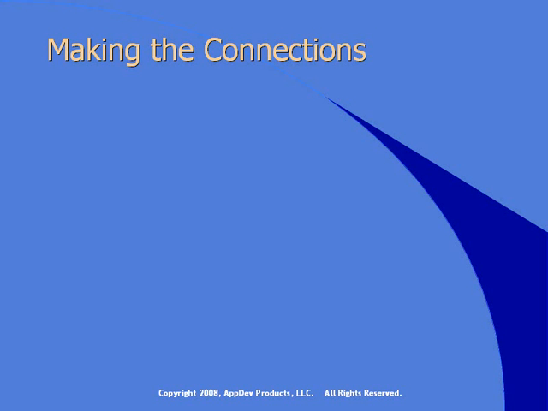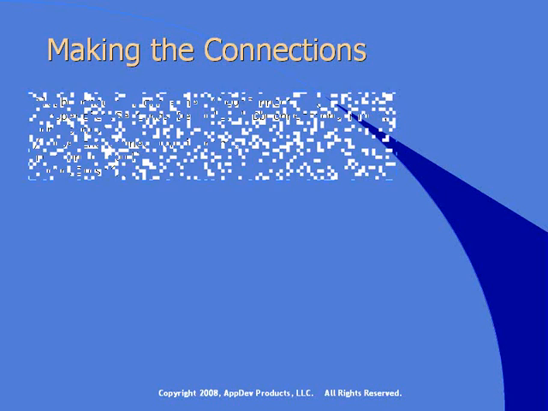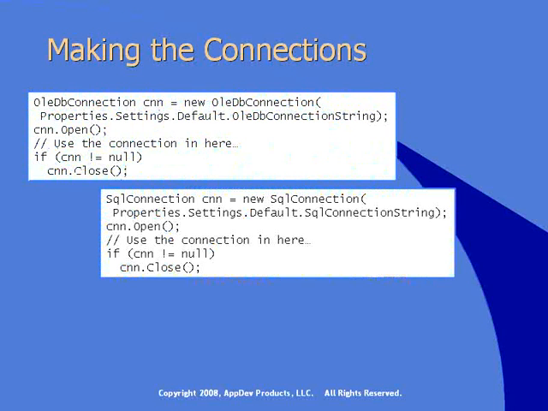To connect to data using SQL Server or OLEDB, you might write code like these two little code snippets. In the first one, we're using an OLEDB connection and the connection string we retrieved from our configuration file. Once we retrieve that connection, create it, we need to open the connection, and we use the connection. When we're done, if that connection isn't null, we need to close it.